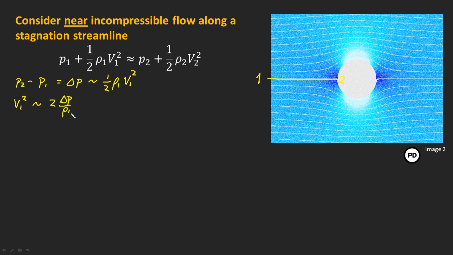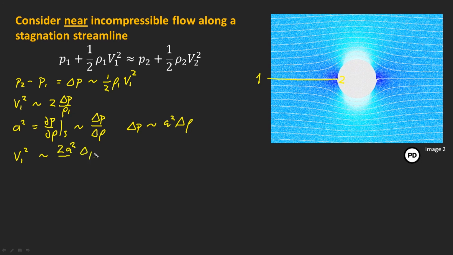Now, since the flow is inviscid, it's also isentropic. Therefore, the sound speed squared, which is equal to dp d rho at constant entropy, is approximately equal to delta P on delta rho, or delta P is approximately equal to a squared delta rho. Using this in our expression for V1 squared, we find that it's approximately equal to 2a squared delta rho on rho. Dividing this by a squared to convert it to a Mach number, we find that the Mach number squared is approximately equal to twice the relative change in flow density.